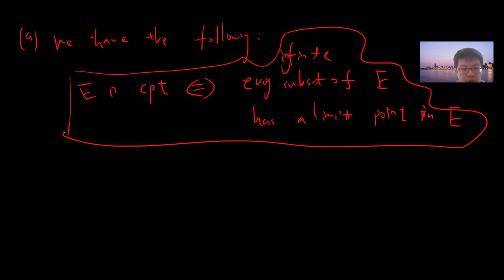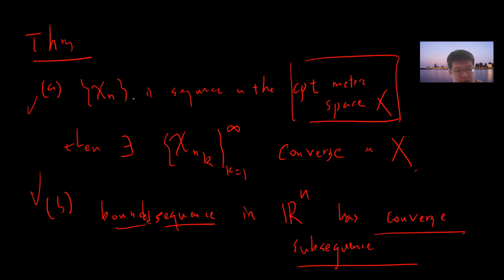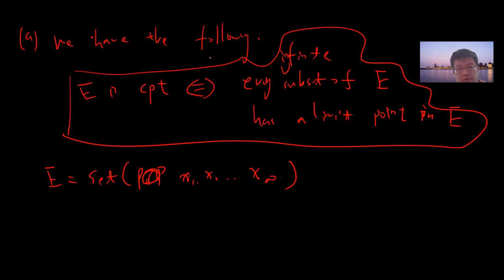So let E be the image, E as a set of all the points x_1, x_2, up to infinity, right? So we take this as a set. Okay, so there are two cases. I should not say E is a compact set. I should say E is a subset of X, right? So a subset of X.